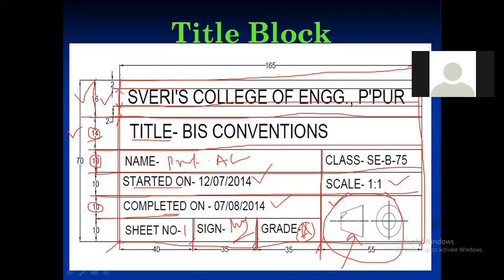Will there be dimensions for the words, sir? It is not necessary. Whatever that 16 will be there, inside that you have to write. It is not necessary to give dimensions to the words also. Just you have to follow this: for the name of the firm and the name of the title, the letters will require capitals only.